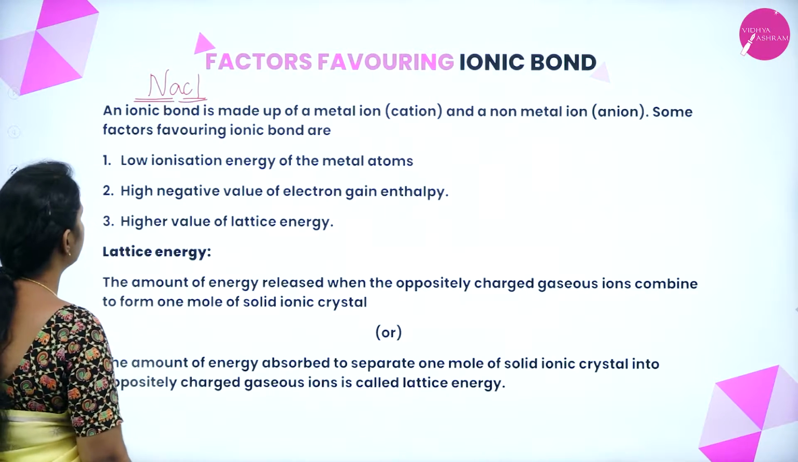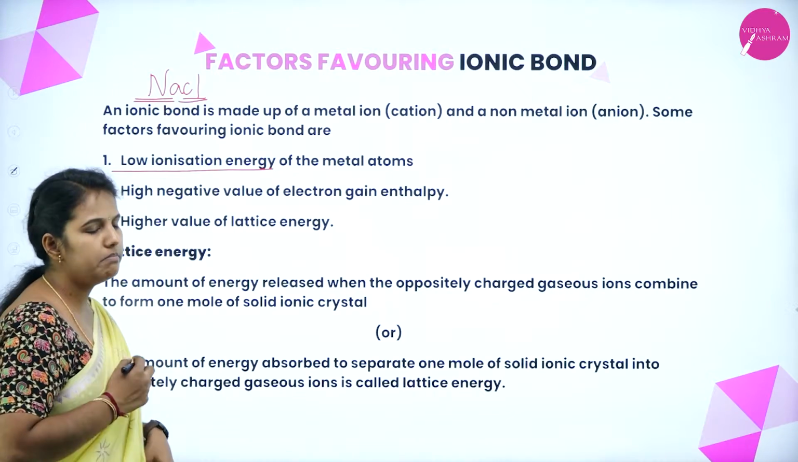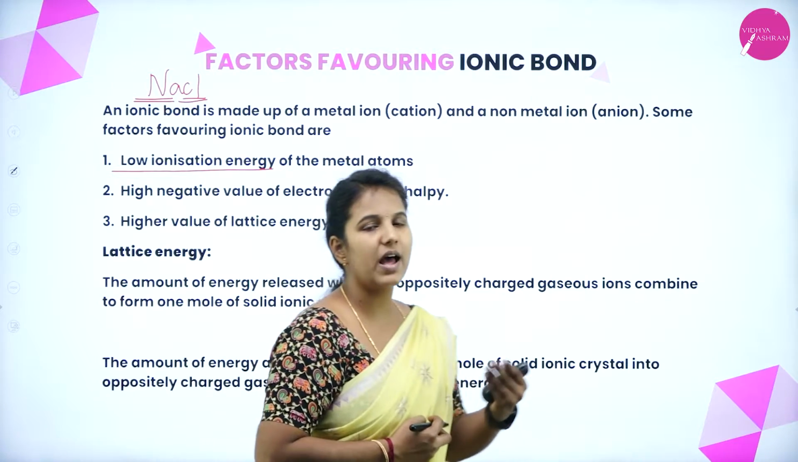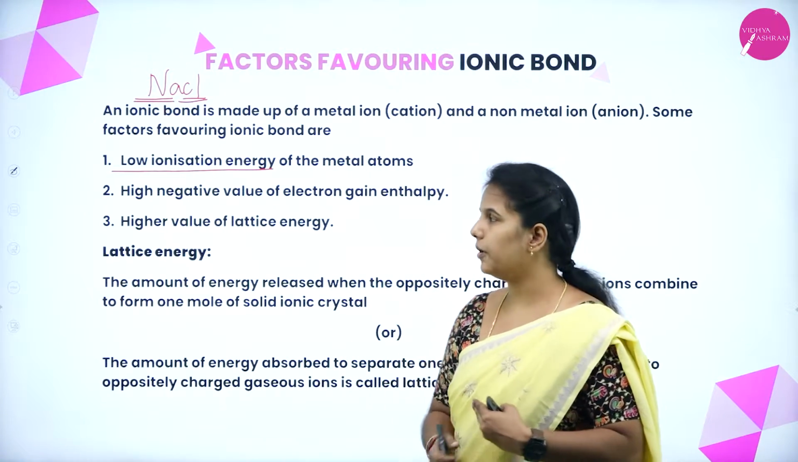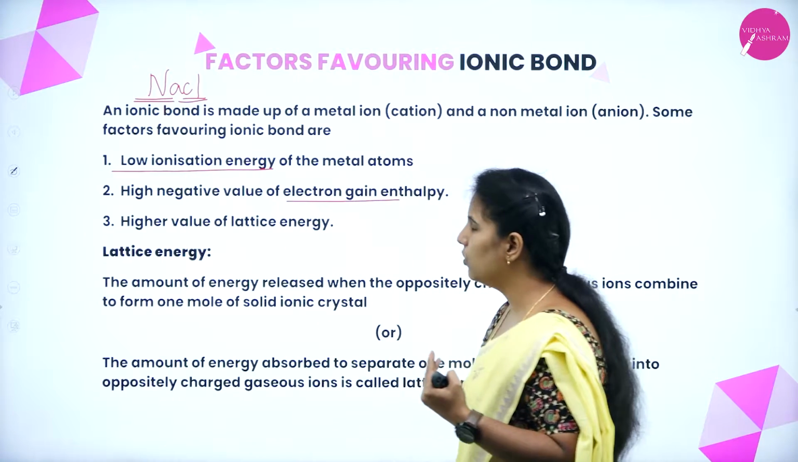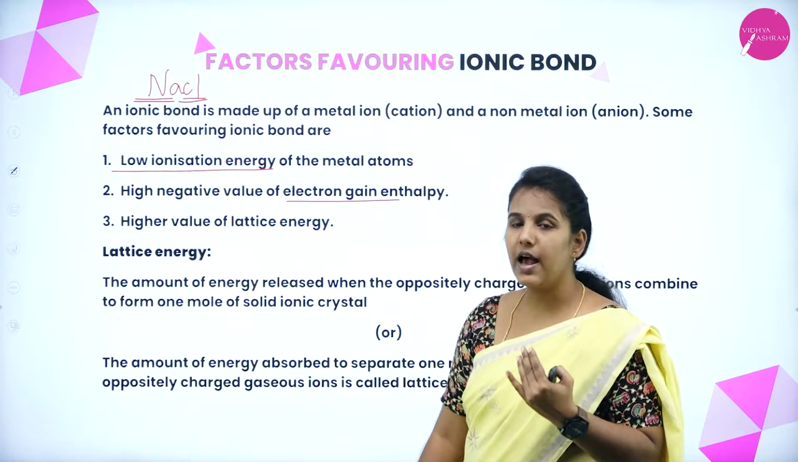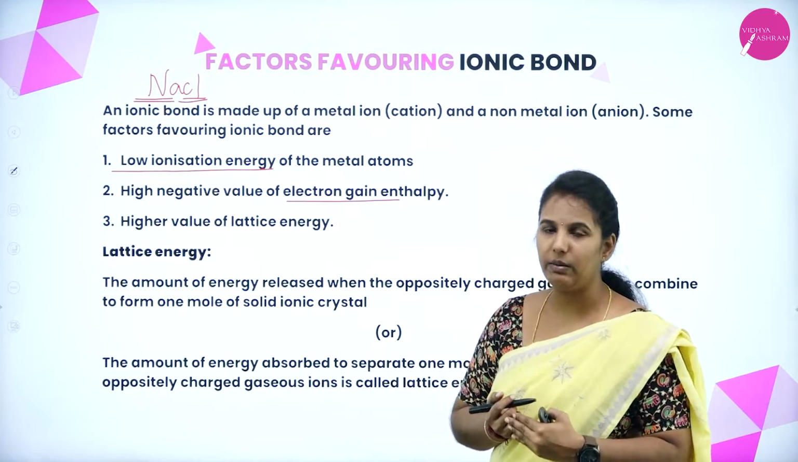An ionic bond is made up of a metal ion and a non-metal ion, and it also favors some conditions. It must have low ionization energy for the metal atom. If the metal atom has the lowest ionization energy, those metals will form what? Ionic bond. Similarly, the non-metal must have high electronegativity, or you can say a high negative value of electron gain enthalpy.